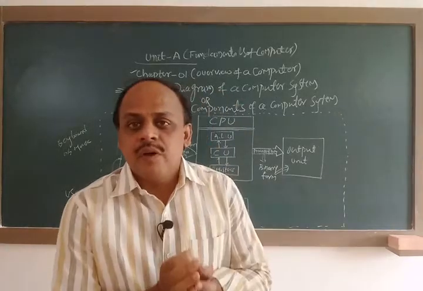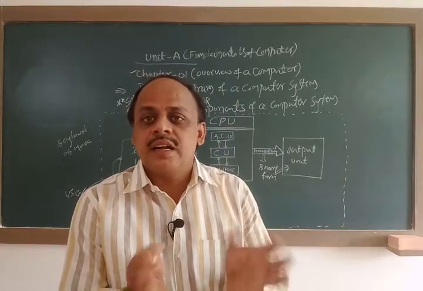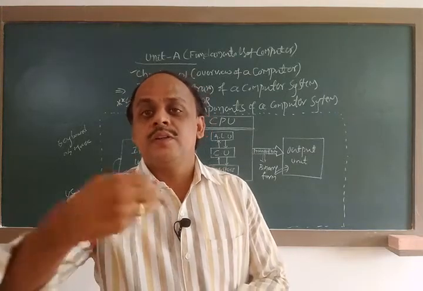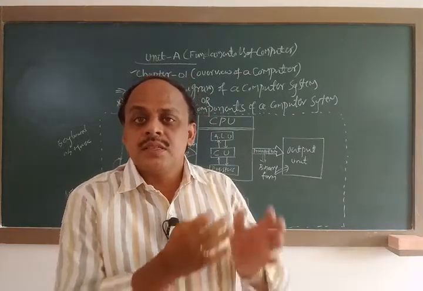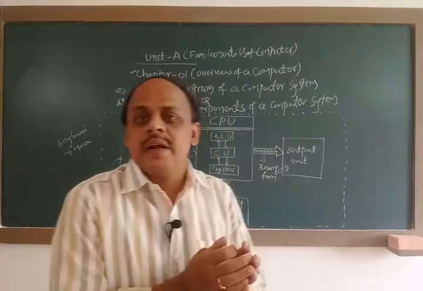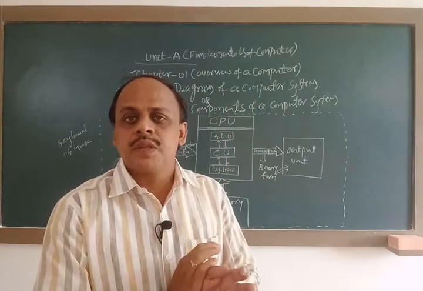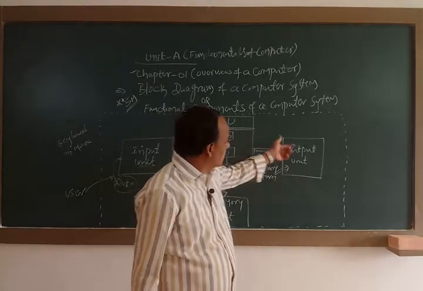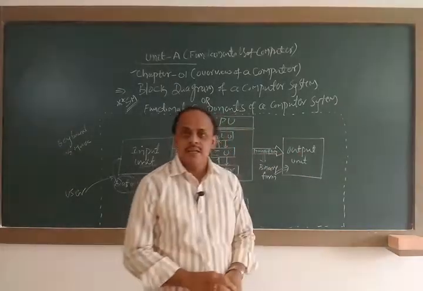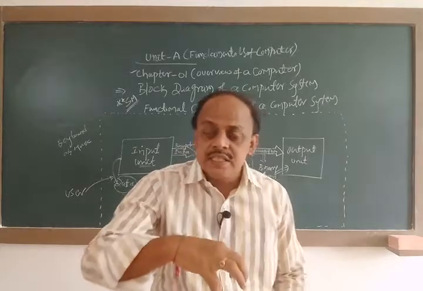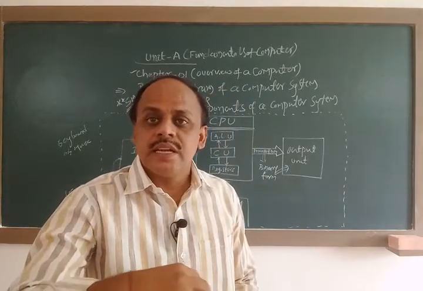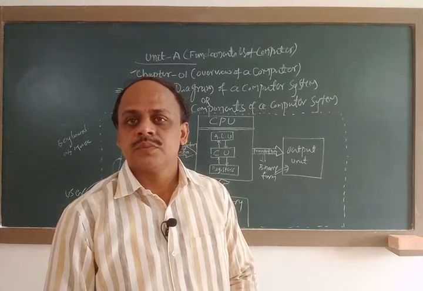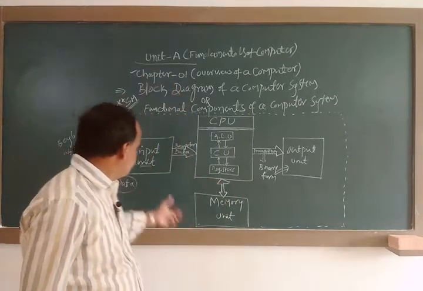That binary form of data is not understandable to the user, because that binary form is made up of 0s and 1s. That's why after processing, that processed data is accepted by the output unit, and it converts that processed data to a user understandable form, right?